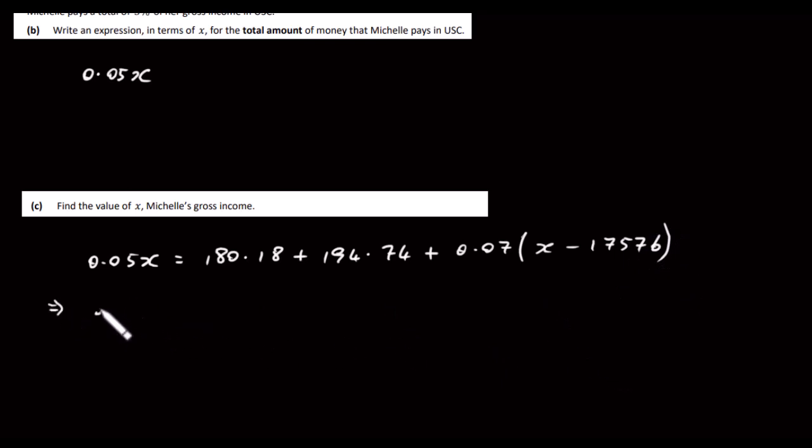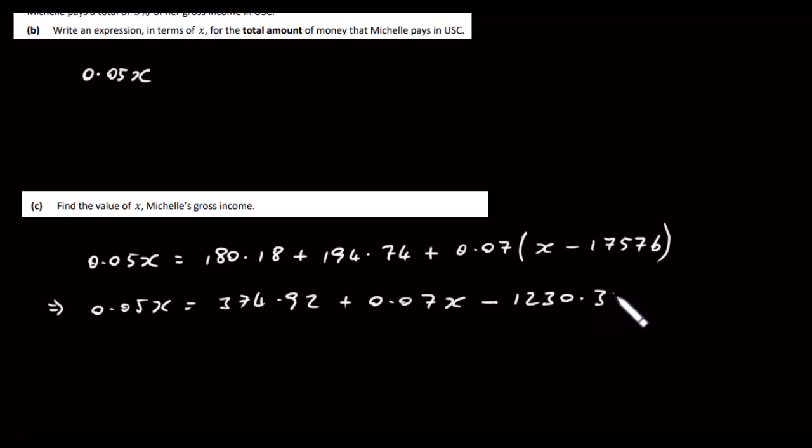So we've got here 0.05x is equal to, I'm going to add these two here, you get 374.92, plus here you have 0.07x, and then these two here, when you multiply them out, you get 1230.32. So what I'm going to do now is take this here and bring it over to this side. That gives me 0.02x. So it's plus 0.07x minus 0.05x.